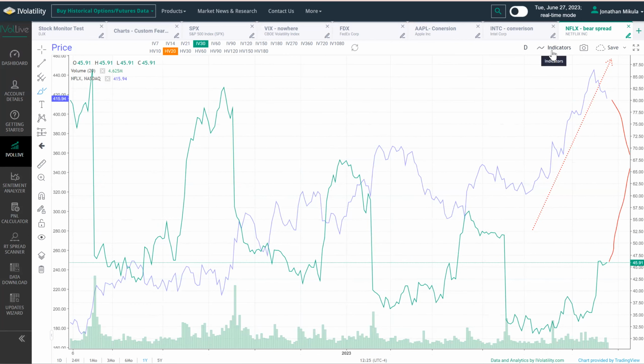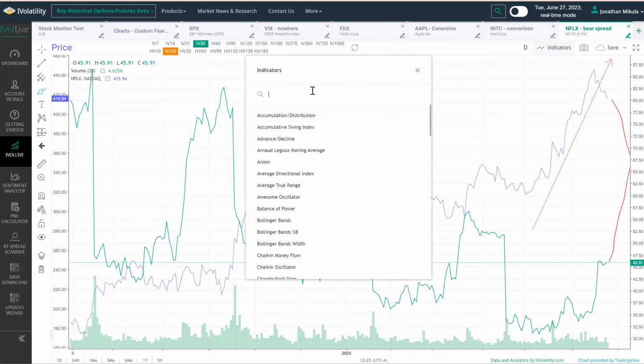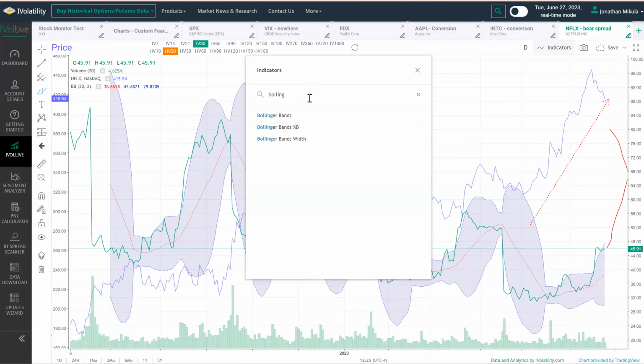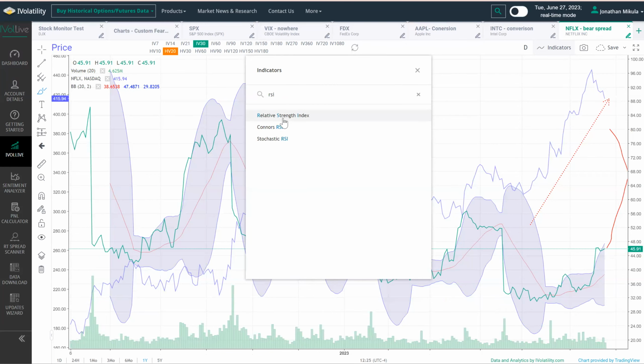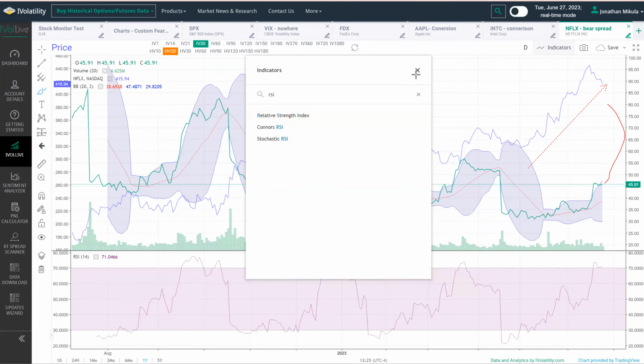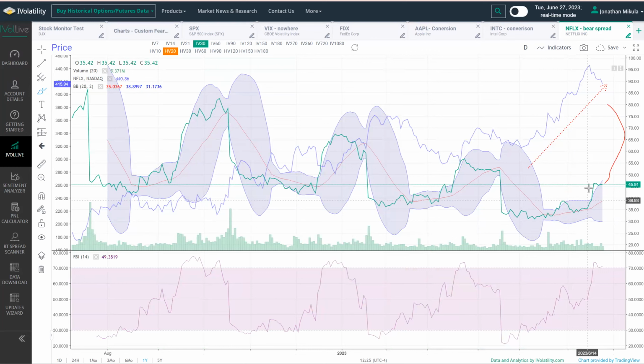Another thing we could do is apply some technical indicators. In this case, we could say, all right, what about the Bollinger Bands, and what about the RSI? What's great about this is I like to use technical indicators on implied volatility. You can see these technical indicators are applied to the IVX, not the price. And what's great about that is that gives me a forward indicator.